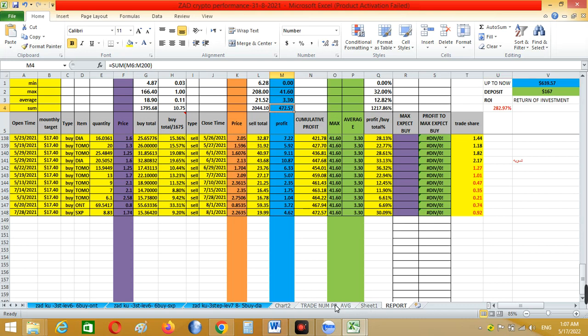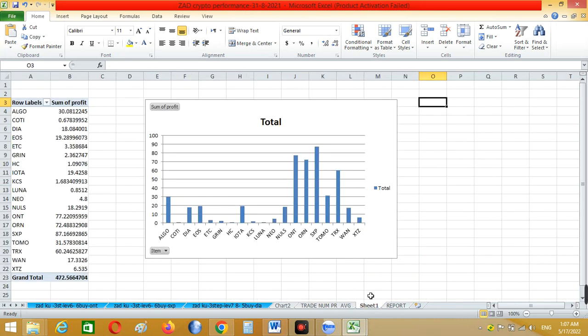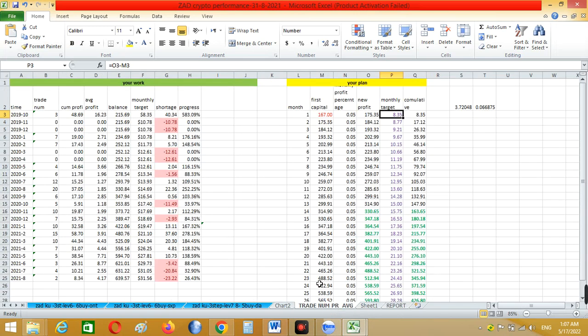We use a detail report, which is here, your work in each month: number of trades, number of profits, cumulative profit, average profit, and your progress. And this is your plan, your first capital, your monthly target here. These are just to compare by months, and this graph shows you how much profit gained by each currency. You will see here. This is a simple report you can use to appraise your trading.